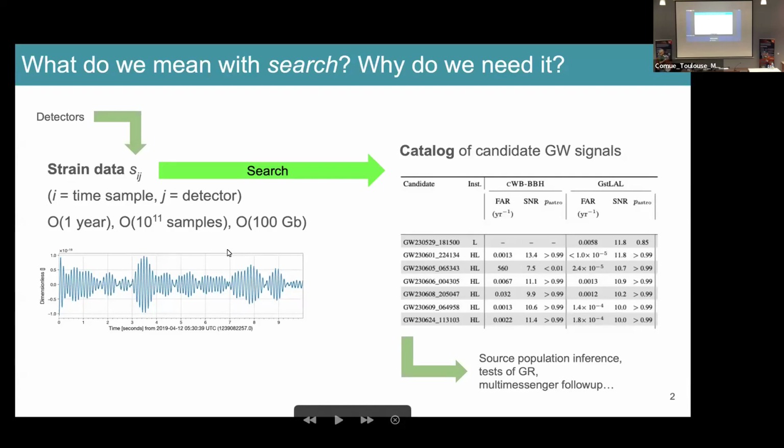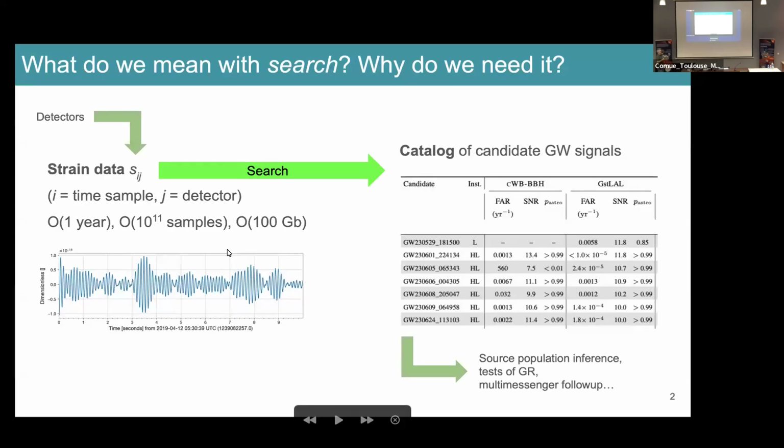So we have seen that we have gravitational wave detectors. These gravitational wave detectors give us the strain data, so the gravitational wave data, which is a continuous time series of regular sampling of the space-time deformation. So you can index, for example, this vector of data with i for the time sample and with an index j for the detector. So this is a multidimensional data set, which is very large.